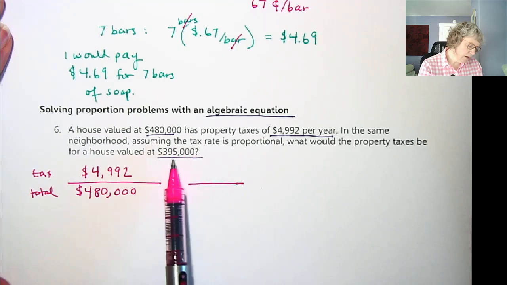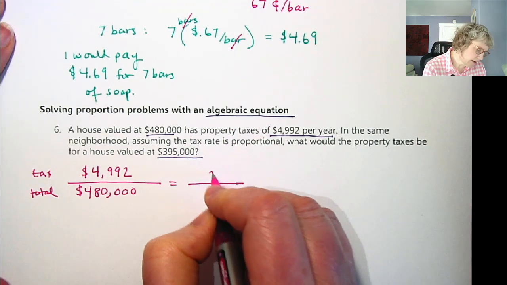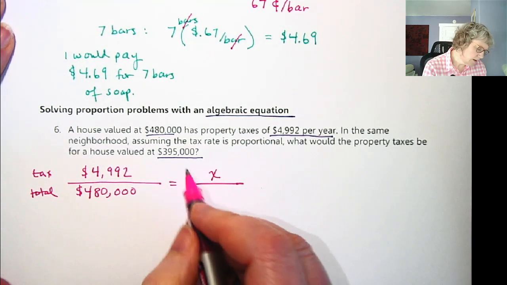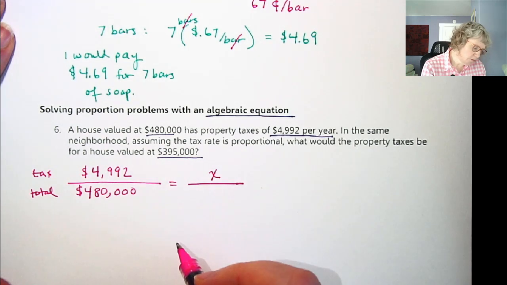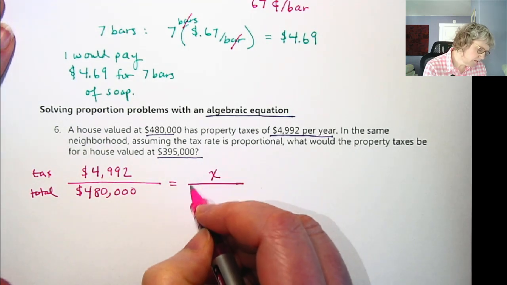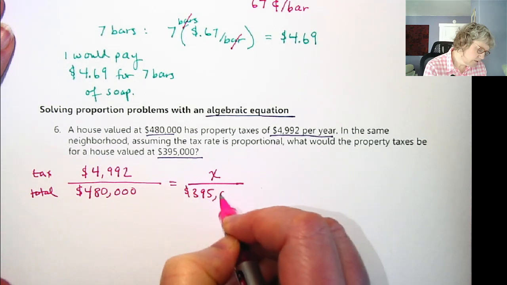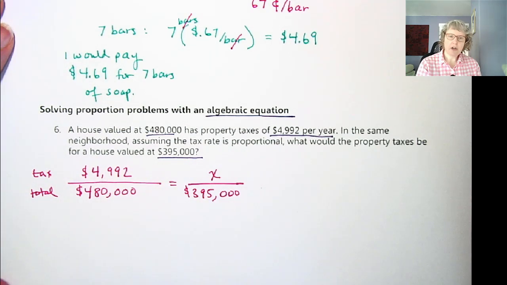Well, I know the total house value, so I'm actually looking for the tax. So I'm going to use an x, a variable for that. You could put a question mark. You could put, since we're using algebra, I'll use a variable. And we know that our house value is 395,000. Okay.